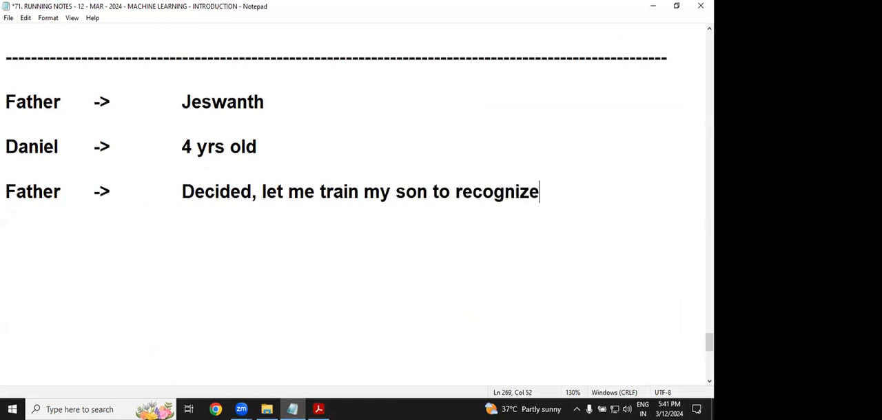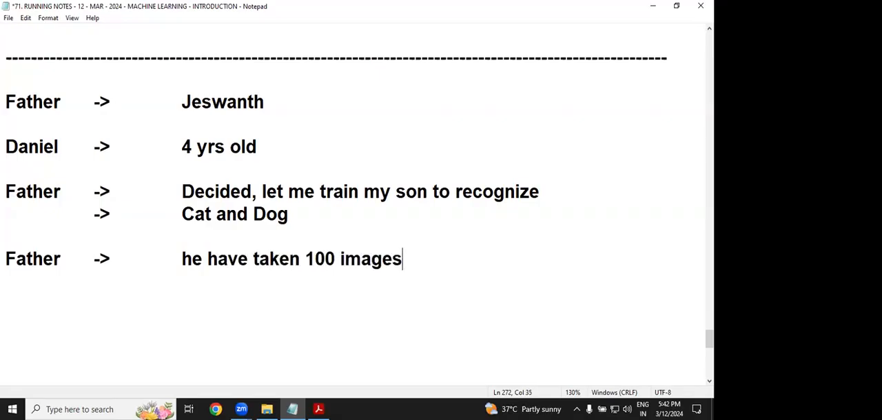to recognize cat and dog. Am I right or not, sir? This kind of game happens for everyone. My father decided to train his son to recognize cat and dog. Good. Now what my father did, he took 100 images, sir. All these images belong to cats and dogs. Cat images and dog images. Then training started, sir.